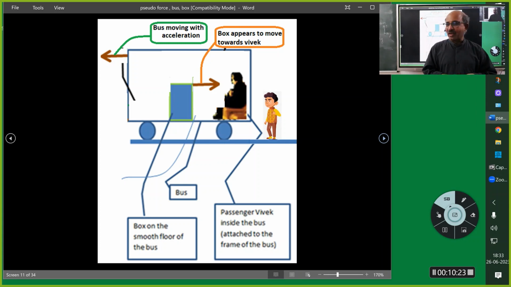He will start thinking, oh, what force is acting? There should be some force acting on the suitcase. Actually, the force is acting on Vivek. Yes. But Vivek will feel that some force is acting on the suitcase. Are you getting it? Yes, sir. These are real-time problems. Right.